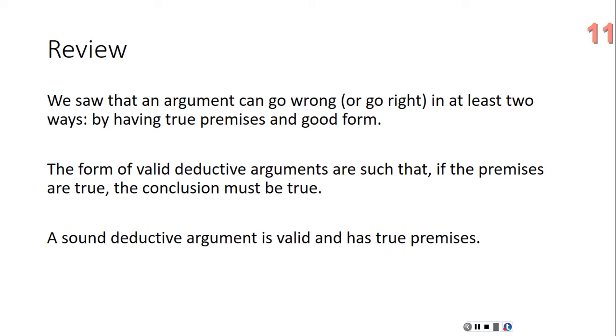Let's review. We saw that an argument can go wrong or it can go right in at least 2 ways, by having true premises and by having good form. Having true premises has to do with the truth value of the premises in the argument. Having good form has to do with the logic of the argument. If you do truth value analysis on the premises, you can determine whether the premises are true or whether they're false. If you do logical analysis on the argument, you can determine whether or not the argument has a good form.